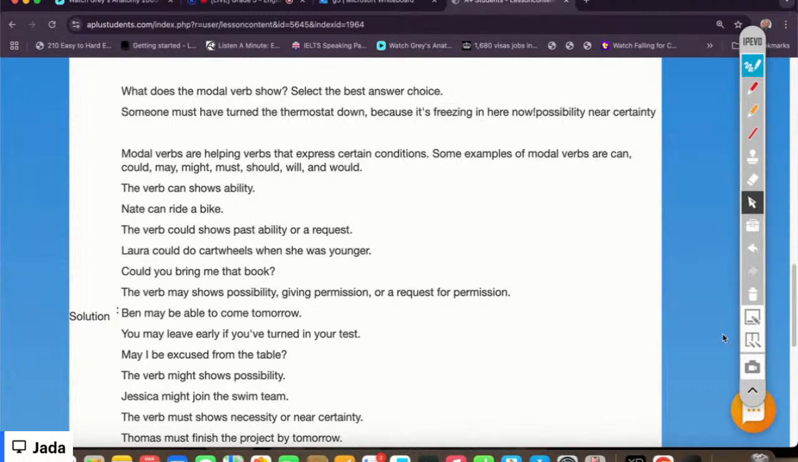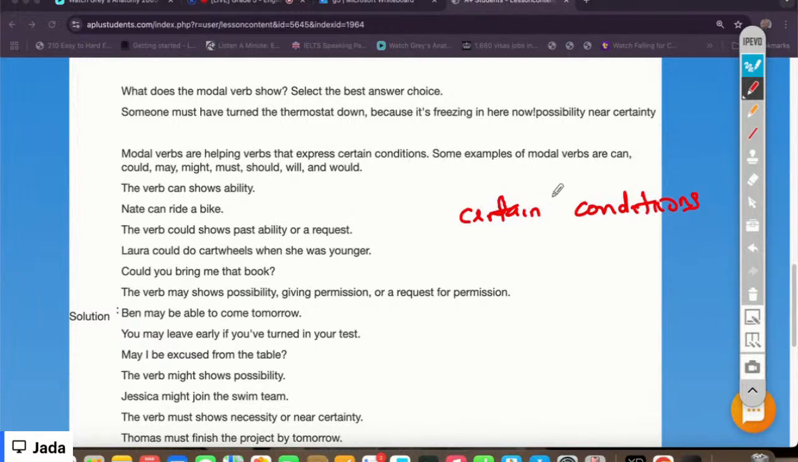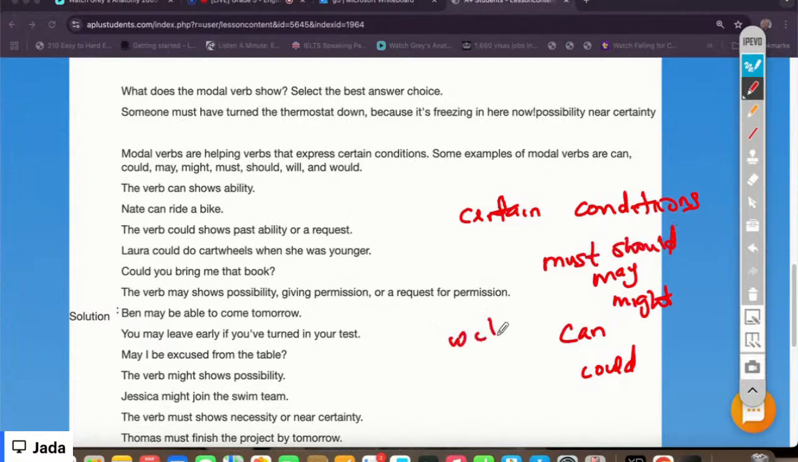Alright, so we will start now. Modal verbs are helping verbs that express certain conditions. Some examples of modal verbs are can, could, may, might, must, should, will, and would.